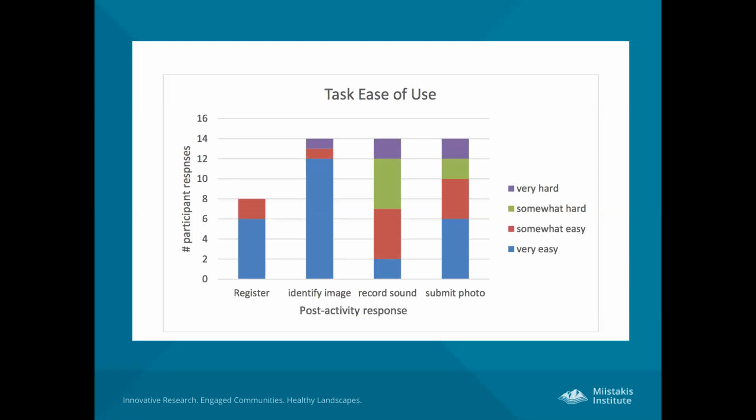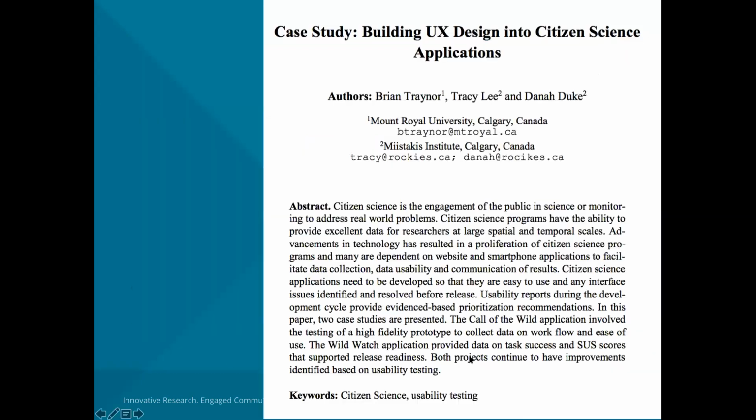And I can't emphasize enough how important this step was for us, that things that we thought were intuitive were not. Like, we developed one tool once, and we thought we had this very visible big red button for people to actually submit an observation. And when we got that through testing, it turns out it was not intuitive to anyone. And so this is really critical for us. This is just an example from Miistakis. We worked with Brian Traynor at MRU on this publication about building user experience design into citizen science applications, and the importance of that.